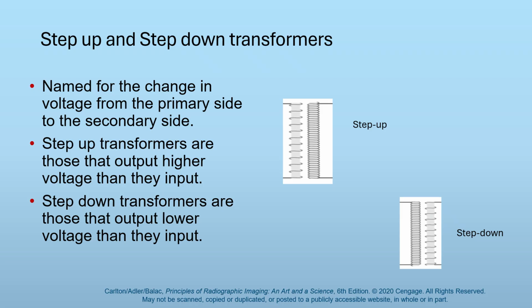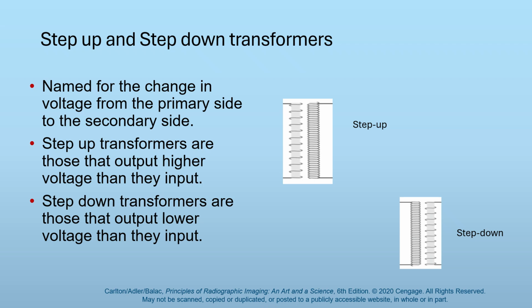So the left side coil in the top picture is the primary coil, and it has fewer turns than the secondary coil. And so we know that this is a step-up transformer because the number of coils increases on the secondary side relative to the primary side, so also the voltage will increase on the secondary side. So you'll get a higher output voltage for a step-up transformer.